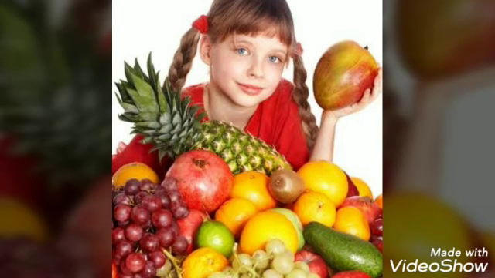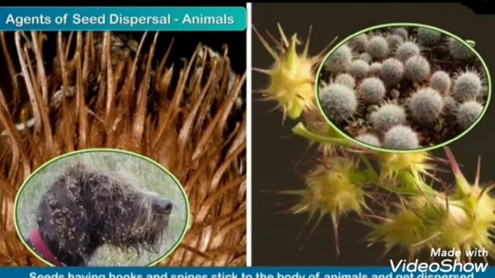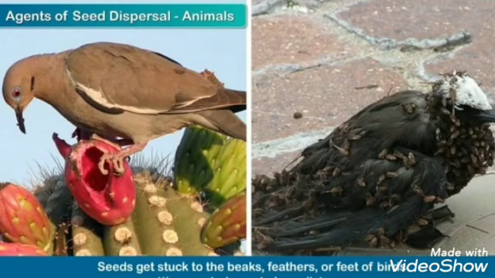When we eat the fruit, what do we do with the seeds, like of mango, papaya, etc.? Obviously, we simply throw them away. Yes, this is a very important way of dispersal of seeds. Some seeds have spikes or hooks which get stuck to the skin of animals, feathers of birds, or sometimes in our clothes, and in this way they are dispersed away from the parent plant.